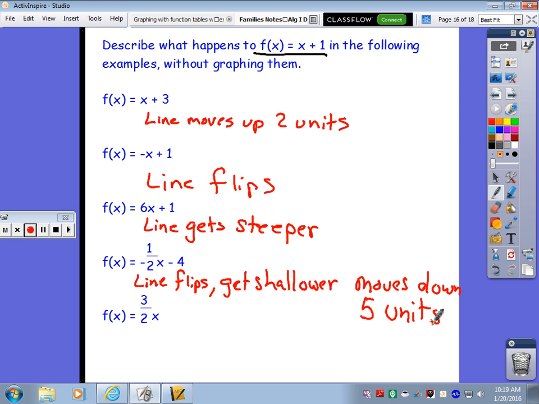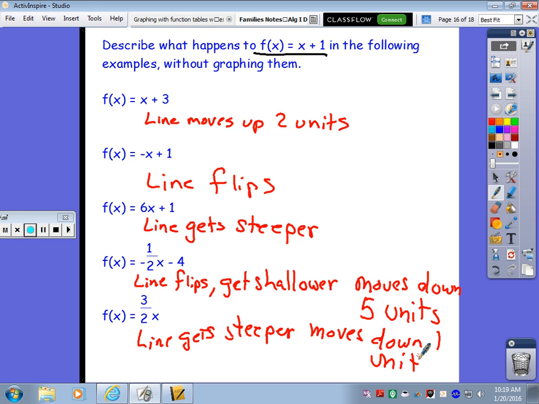And here, y equals 3/2 x from y equals x plus 1. Okay, the line originally was a slope of 1. Now it's 1.5. So the line gets steeper. And it moves down 1 from plus 1 to the origin. 1 unit. So hopefully you see how this is working.